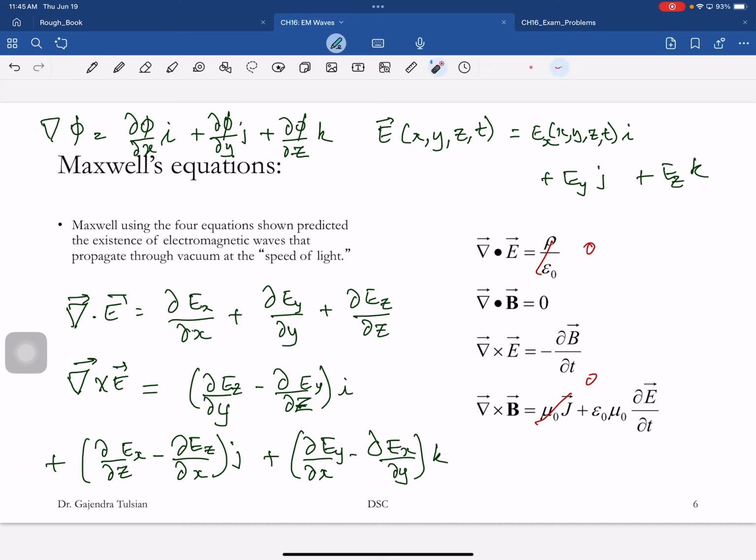Okay, now what we'll see is what Mr. Maxwell did, he was playing around with these four equations. We call them Maxwell's equations now, and we'll see what they predict.